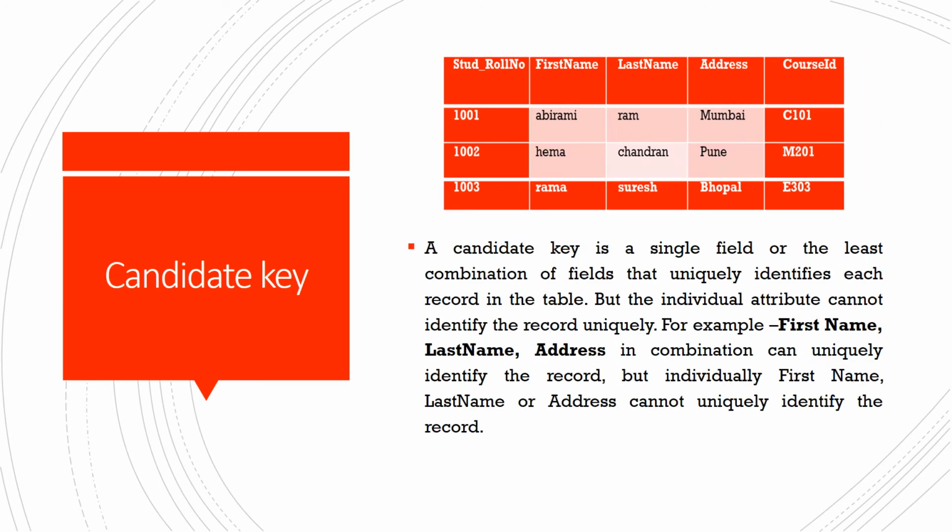The previous example table we are taking here has course ID, address, last name, first name, and the student roll number. Here first name, last name, and address in combination uniquely identify a record, but individually first name, last name, and address can have duplications. So you combine all three and assign them as a candidate key. But we have already assigned the student roll number as the primary key. A candidate key may be a single field or a combination. Combining first name, last name, and address, there won't be any repetitions, as all three will be the same only very rarely. So we can assign these three in combination as a candidate key.